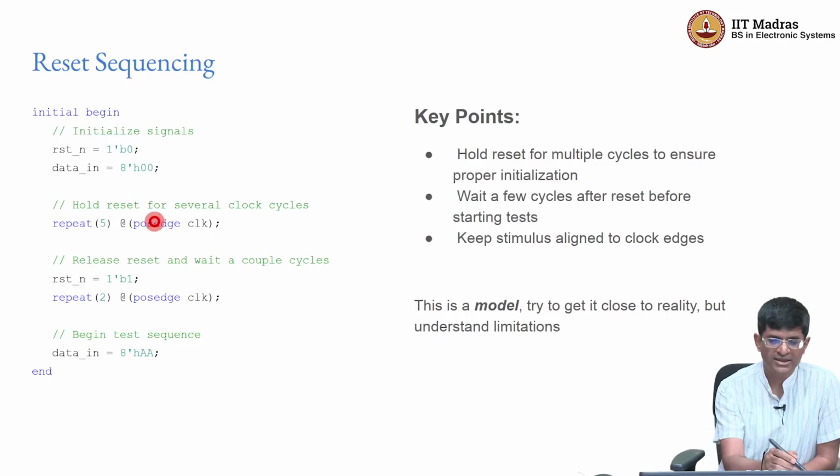What are the crucial things? We have reset, which is required for sequential logic. We are able to wait for clock cycles. After removing reset, we typically wait for a couple of clock cycles before changing data and so on. These are just common aspects that we follow.